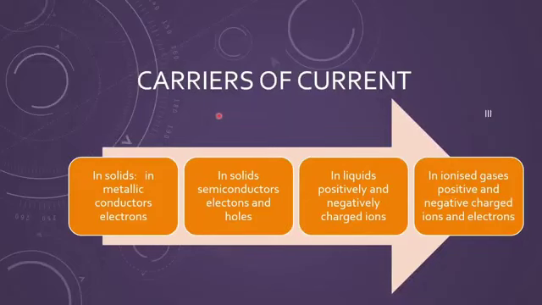Of course, we should know what the carriers of current are in different cases. In solids, when we are talking about metallic conductors, electrons are the current carriers. In semiconductors, there's a complete unit, the last unit, you will be studying that electrons and holes are the carriers of current.